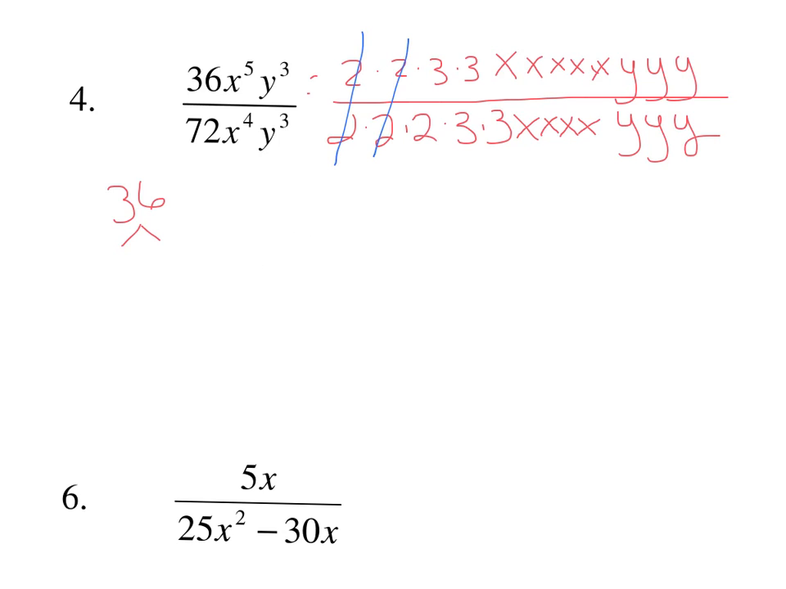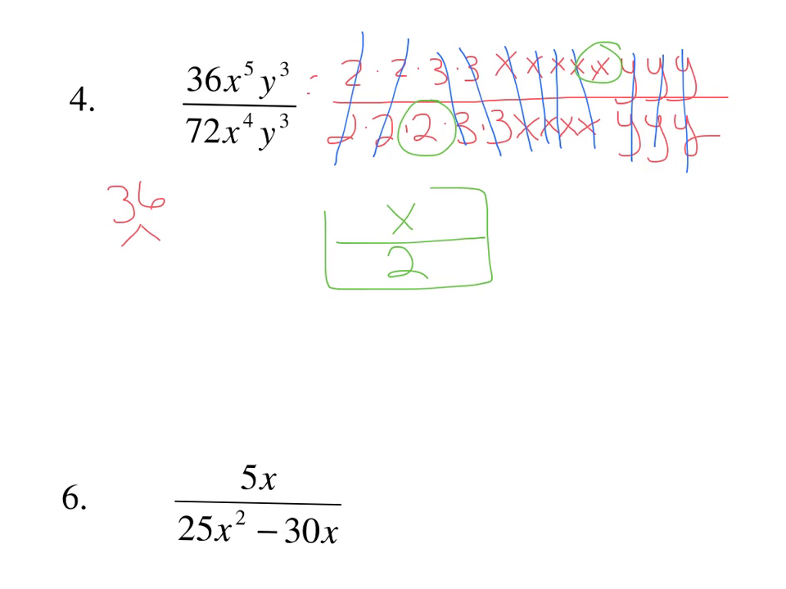So then we can reduce some of these. Anything that matches on the top and the bottom, you're just reducing to make 1. So what are we left with? In the numerator, it looks like we're just left with an x. In the denominator, we have a 2. Is that it? That's it. So we have x over 2.